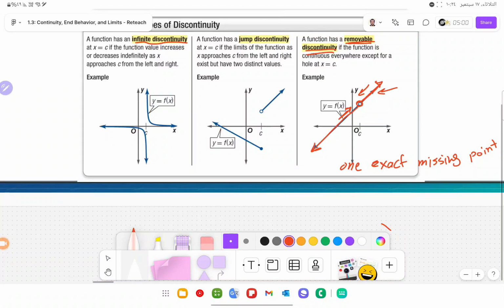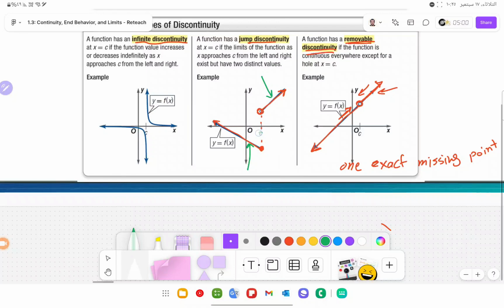Now the other one is the jump discontinuity. Let's say I have this function, and this value is included here. At the same value C, I have an open circle and another function. So this one here is a function, and this one here is a different function. As you can see, I have two different functions.